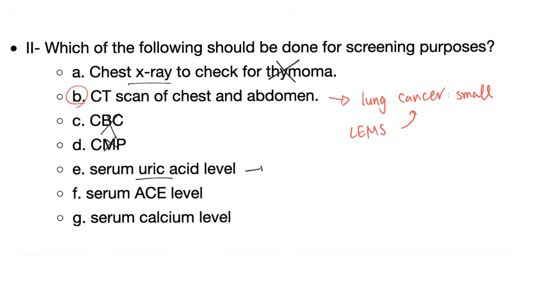Serum uric acid level, this is not tumor lysis syndrome or hyperuricemia or gout. Serum ACE, this is not sarcoidosis. Serum calcium level, this is not sarcoidosis. And it's not squamous cell carcinoma of the lung, this is small cell. And as you know, hypercalcemia is more common in squamous cell lung cancer.